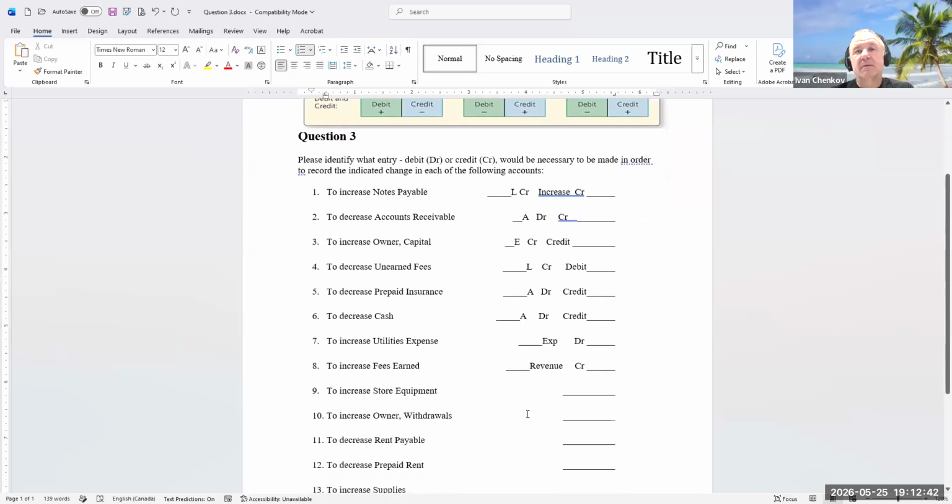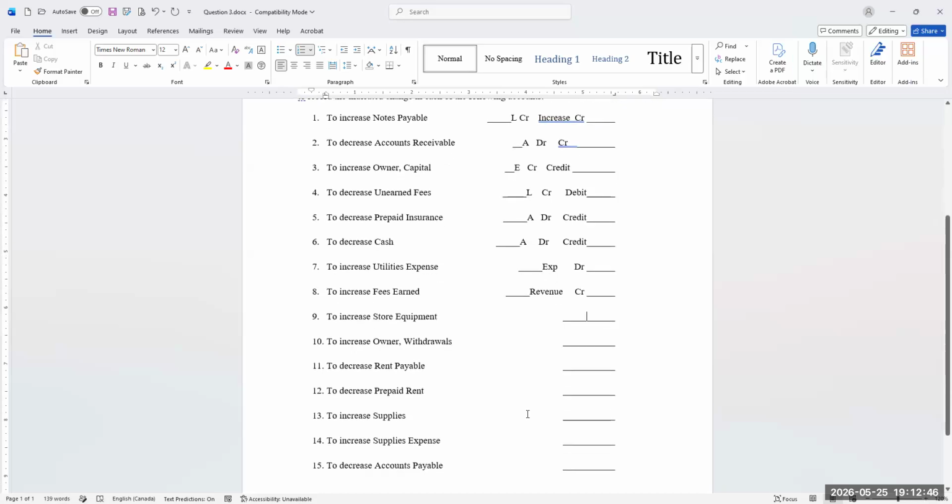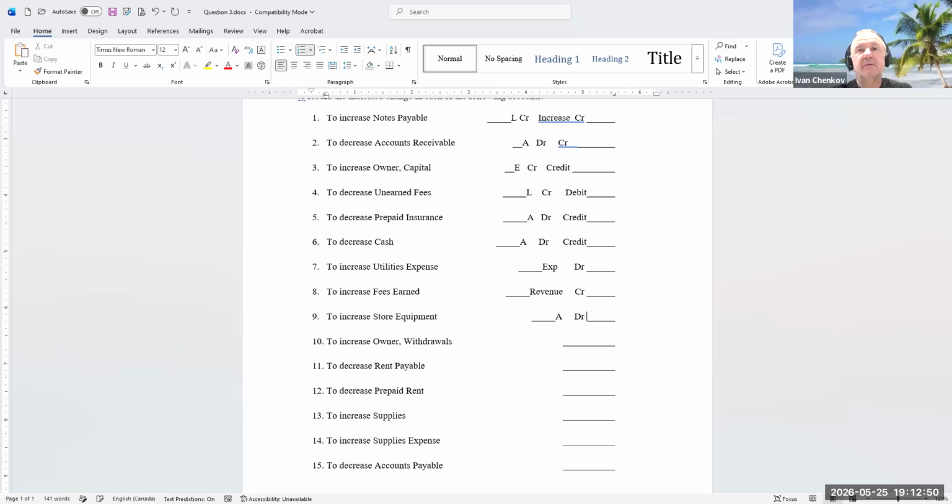Store equipment. It's equipment, right? It's an asset. Normal balance is debit, and if I want to increase it, debit. Next one is withdrawals. Now, withdrawals is an equity account, but we say it's a special account. Normal balance is debit, and if I want to increase the withdrawals, we have to debit it.